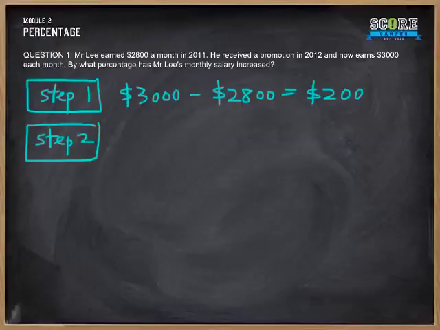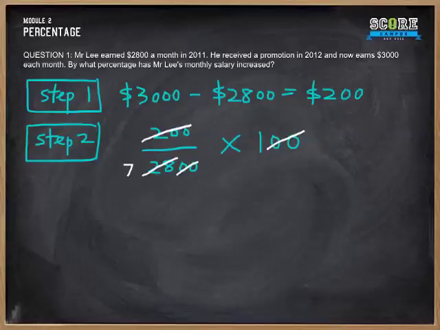Okay? So now step 2. What is the increase? The increase is $200. What is the original amount? It is $2,800. You've got to multiply this fraction by 100 to get your final answer. Now let's simplify this. You can cancel away all the zeros. 28 is divisible by 4, and then you get 7. 200 divisible by 4, you get 50.